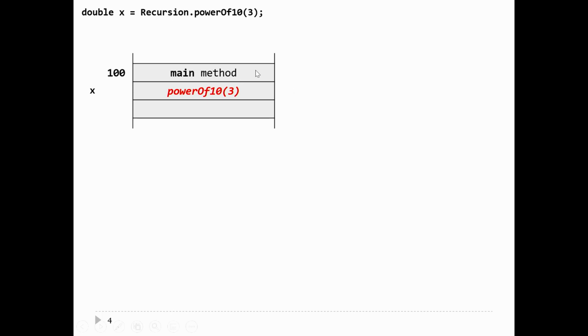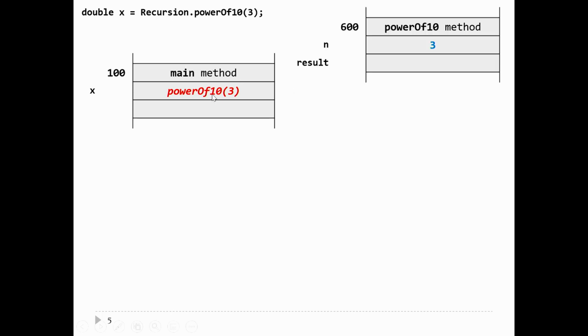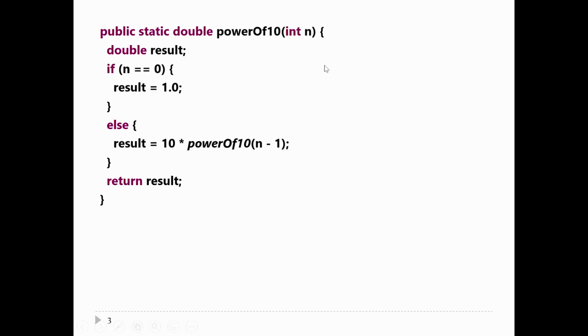So in other words, when I call that method, power of 10, somewhere in memory, a little chunk of memory gets allocated where the power of 10 method can run. There's information stored in the memory that's allocated. For example, the power of 10 method has a parameter called n. That parameter n gets copied into, or space is made for it in, the chunk of memory where the method runs.